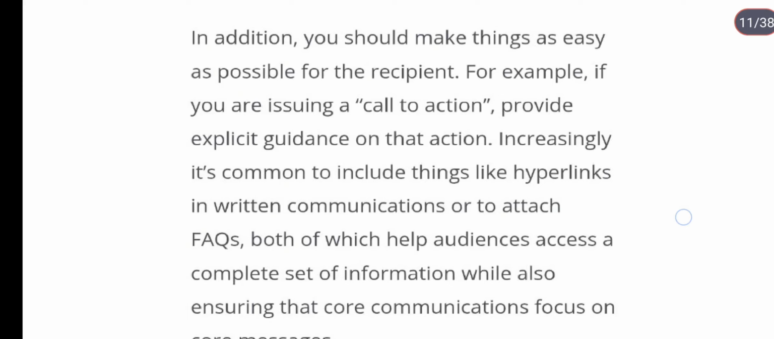In addition, you should make things as easy as possible when you deliver your message. For example, if you are issuing a call to action, provide guidance on that action. Increasingly it's common to include things like hyperlinks in written communication, or to attach some FAQs, which helps the audience access the complete set of information.